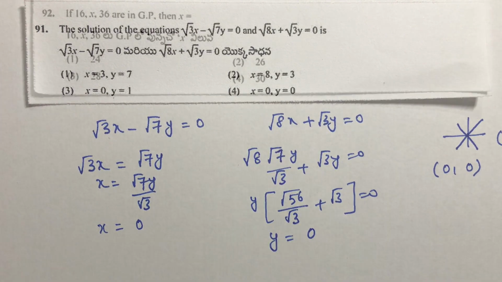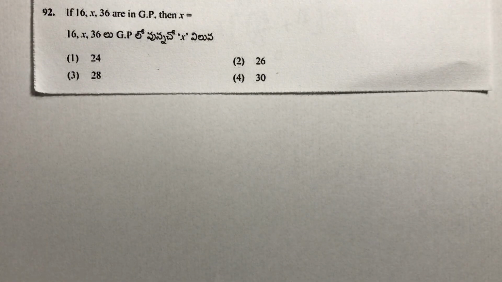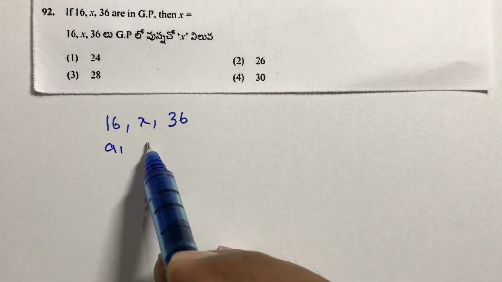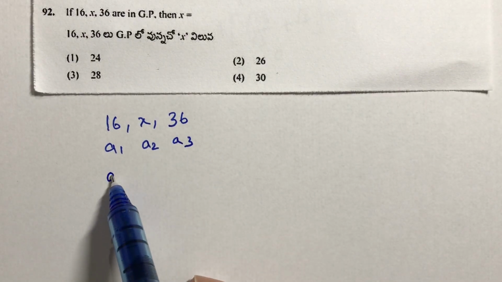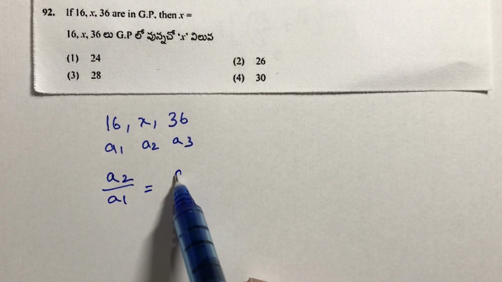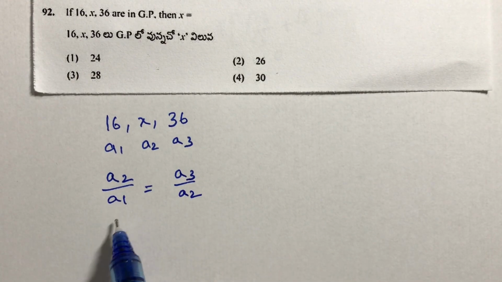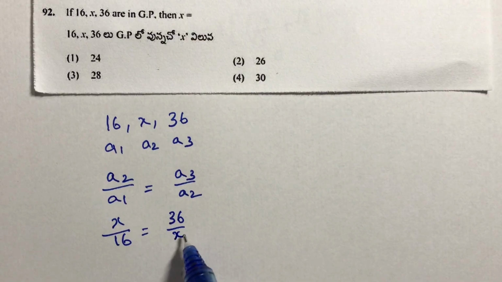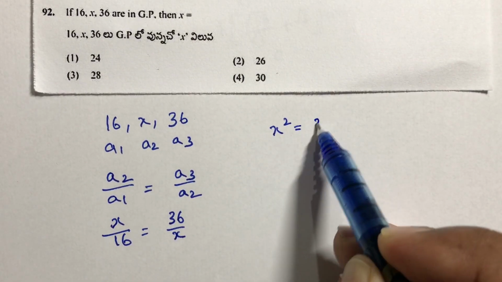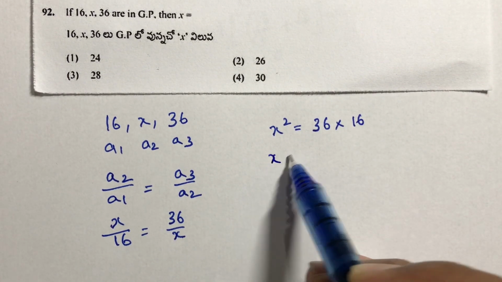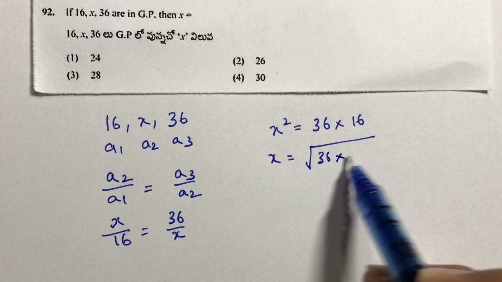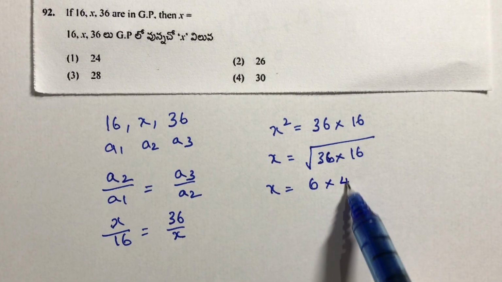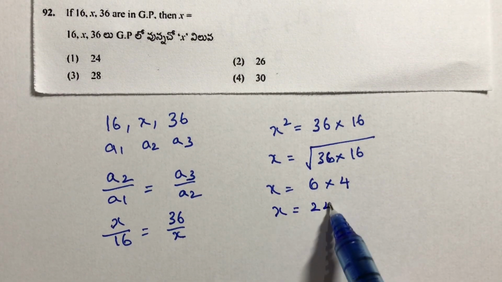Correct option is 1. 16, x, 36 are in GP, then we need to find x. So 16, x, 36: a1, a2, a3. If they are in GP, a2 by a1 equals a3 by a2. a2 is x by 16, and here 36 by x. x into x, it's x square, 36 into 16. So x equals root of 36 times 16. Root 36 is 6, root 16 is 4. So the value of x is 6 times 4, 24.